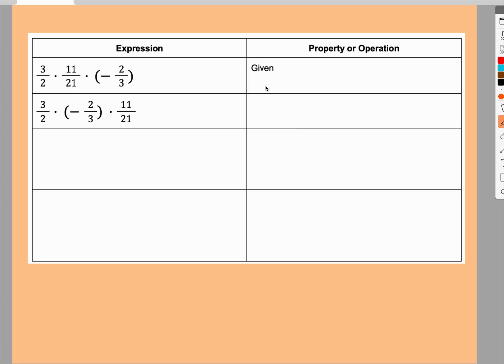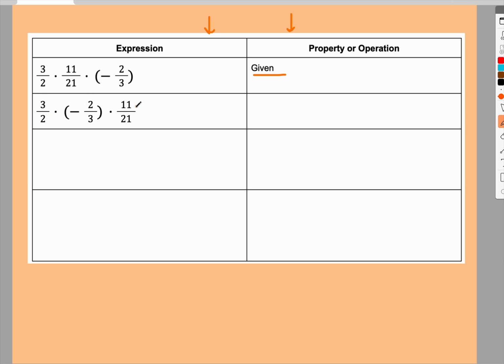With a proof, we typically have this two-column chart. I've got one column here, one column here. The expression that I begin with is what I'm given. This means what I start with: 3/2 times 11/21 times negative 2/3.